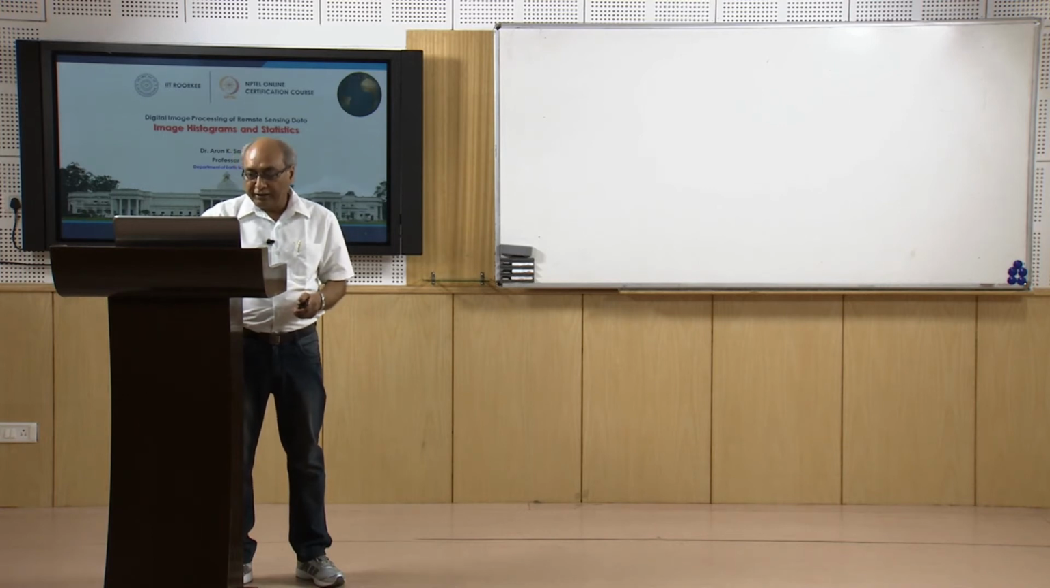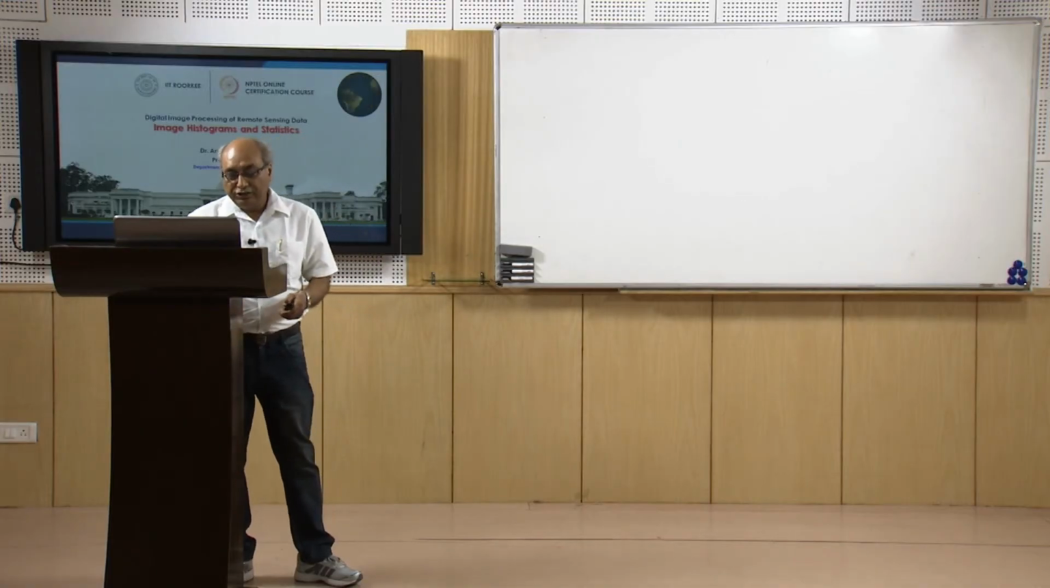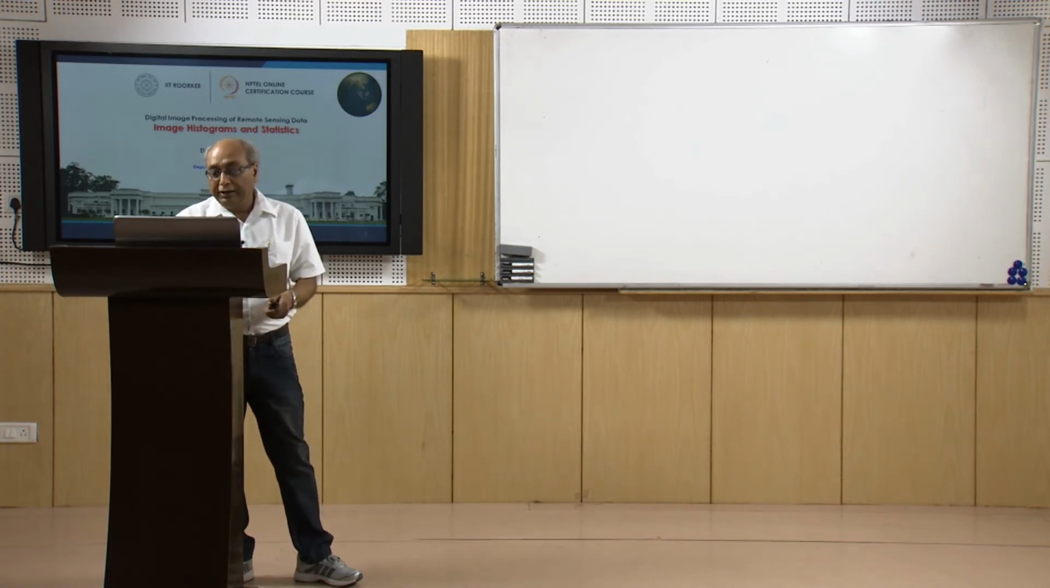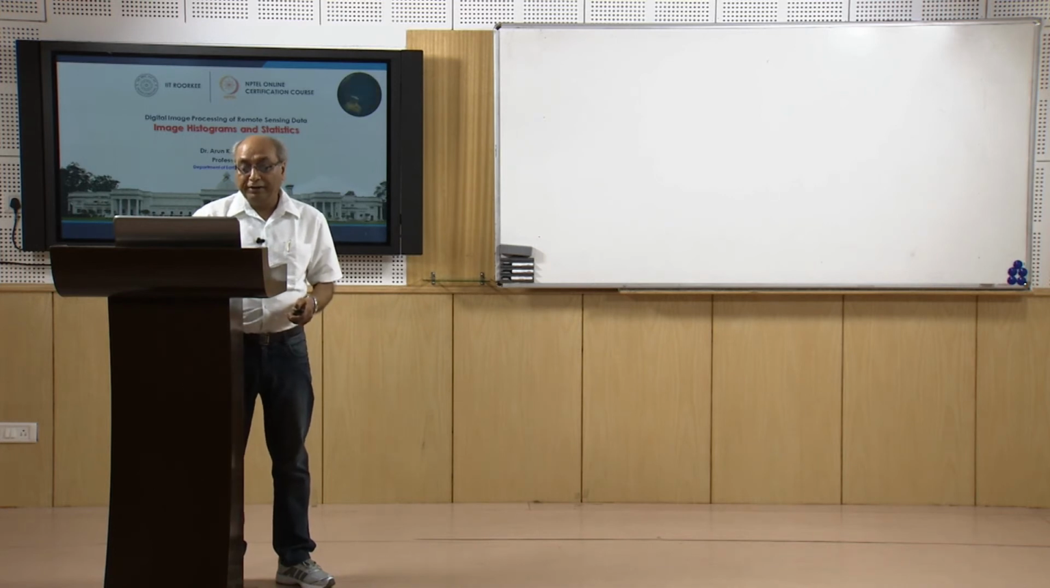As their average brightness becomes more alike, the peaks will begin to merge. If the features have the same kind of characteristics, meaning the same kind of pixel value, then you don't see these distinct peaks. The other attributes of a histogram give a kind of statistical shorthand of an image. The presence of tails and the degree of asymmetry of the peak, which we have discussed, both indicate important structural features in an image that will rarely be obvious from the picture itself.